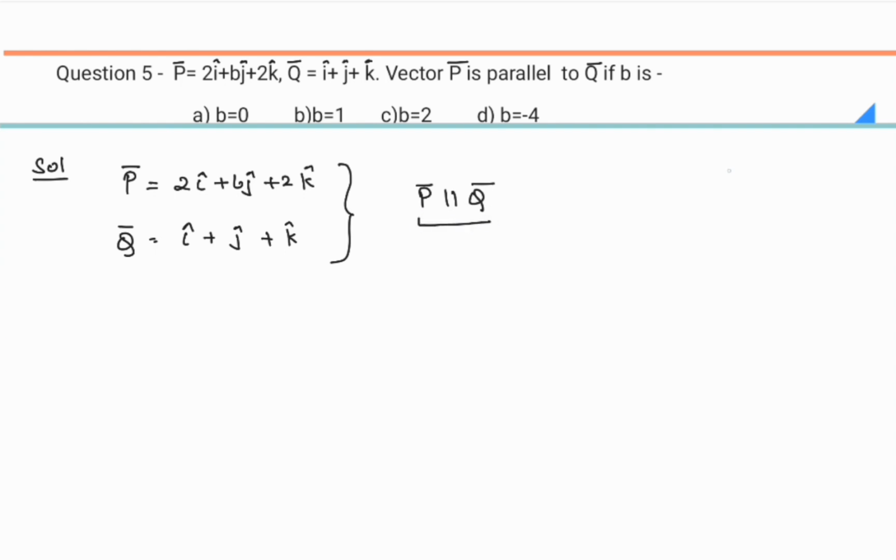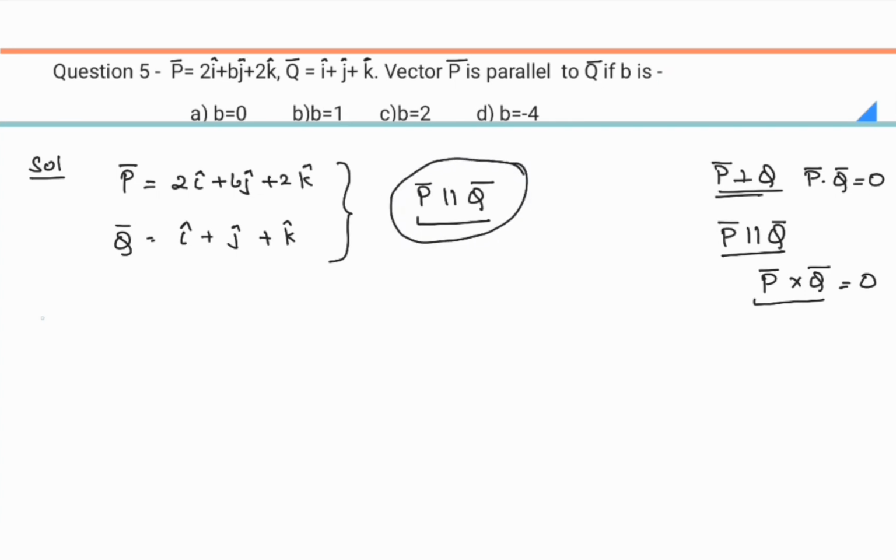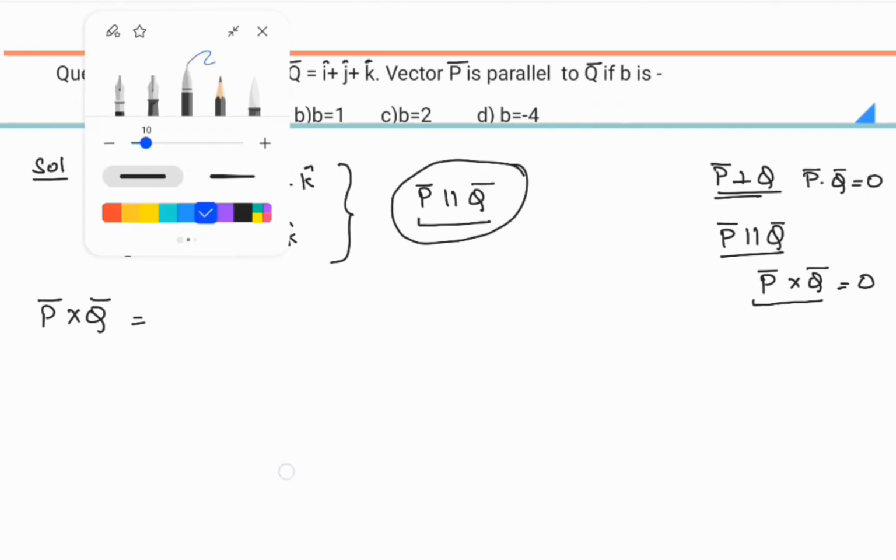When in a numerical there is a perpendicular thing, we use the property p dot q is going to be 0. Whenever the parallel thing is involved, we use the property that if two vectors are parallel, their cross product is going to be 0. The same property we are going to use here. Now find p cross q and equate it to 0 as they are parallel to each other.